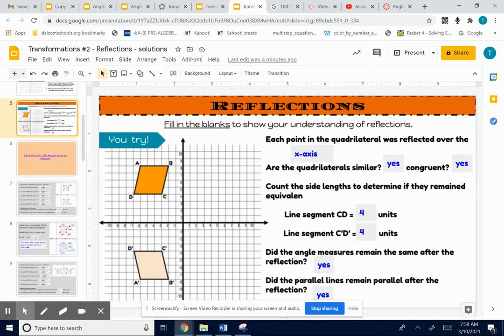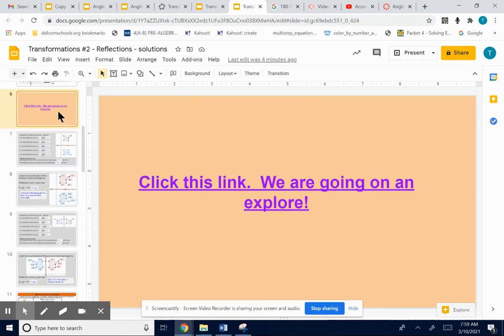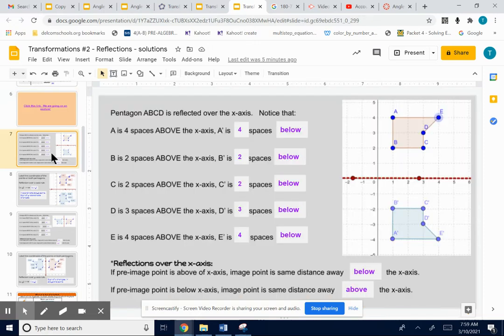We're going to look at what happens to points and what happens to the pictures when we reflect. In class, we're going to play on this GeoGebra link, so you may want to do that. It's kind of fun. But here are some problems where we're looking at what happens to the spacing and what happens to the actual coordinates.